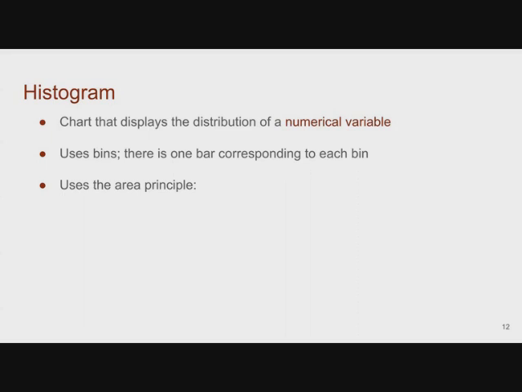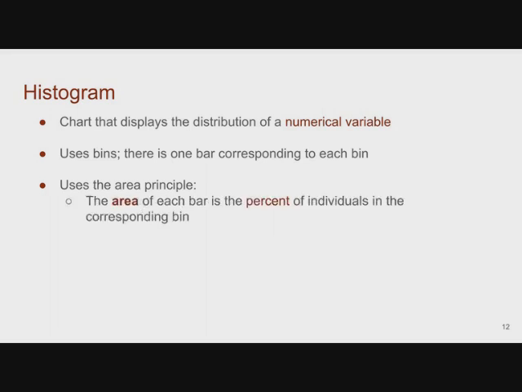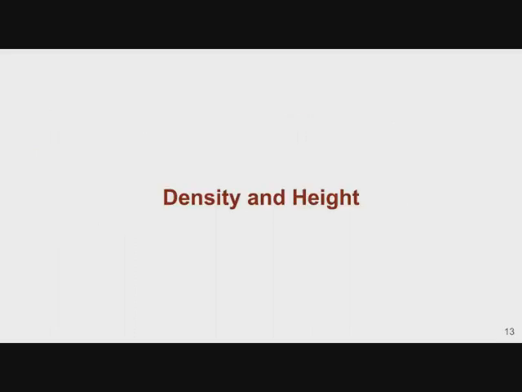But it's important to pay attention when we have uneven bins, because histograms really use the area principle, where the area of each bar, that's the height times the width, matters. If you take the height of the bar and multiply it by the width of the bin, that will give you the percent of individuals in that corresponding bin. And that's kind of important. We saw from last time that this gives us a good visual representation of the distribution.